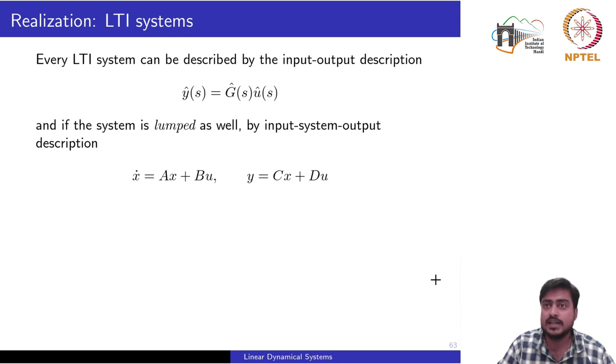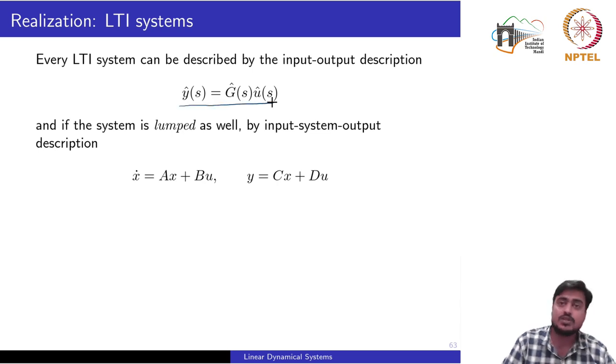We'll discuss it first for LTI systems, and then we will move towards the LTV case. So first we'll see the problem statement for the realization. We know that every LTI system can be described by the input-output description given by this one, which is also the zero state response. And if the system is lumped, by lumped I mean that the system has a finite set of state variables, it can also be described by the input state output description, given by this one.